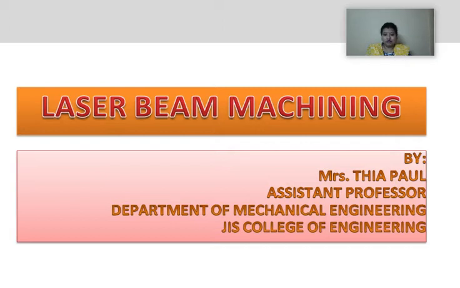Along with that, we are going to calculate how the MRR is calculated, how the depth of cut is considered, and which lasers are used for what type of applications. So before we proceed with the lecture, it is very essential for us to go through the content. So let's have a look at the content.